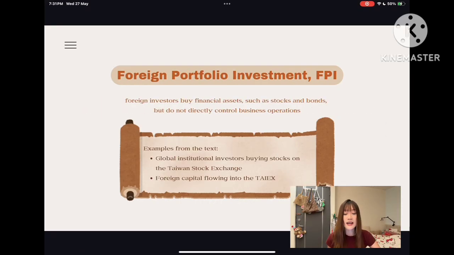On the other hand, FPI means that foreign investors buy financial assets such as stocks and bonds. They do not directly control business operations. In this case, examples of FPI include global institutional investors buying stock on the Taiwan Stock Exchange and foreign capital flowing into the TAIEX. These are FPI because investors are putting money into Taiwan's financial market, but they are not directly building factories or managing business operations.